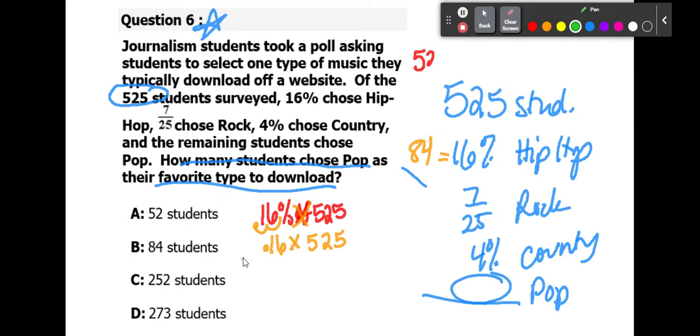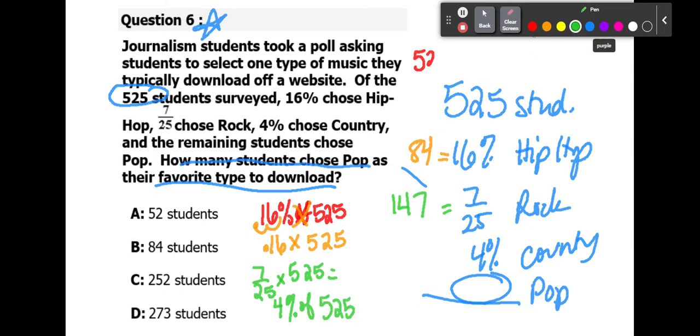7/25 is the same way. It's just written as a fraction, not a percent. So I'm still finding what is 7/25 of 525. So 7/25 times 525 on your calculator is 147. So 147 students liked rock. And now I've got 4% left. And 4% of 525, I need to make that a decimal again. So I need to do 0.04 times 525.